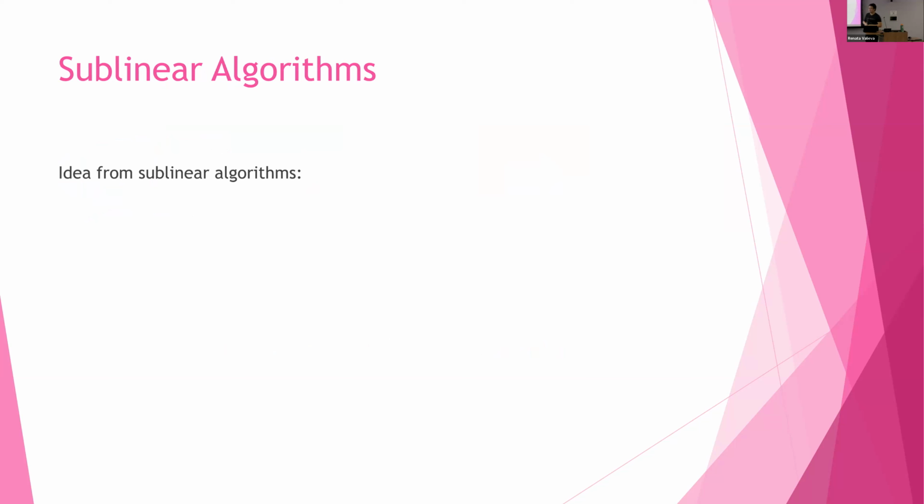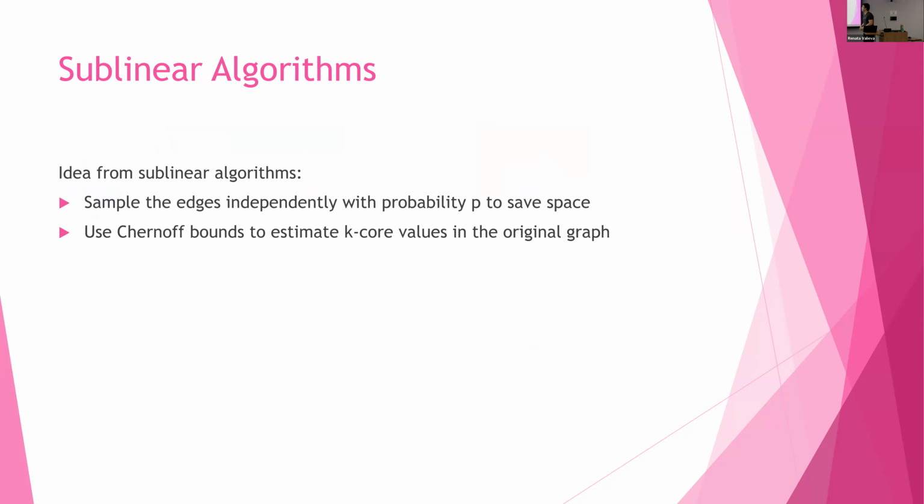So for sublinear algorithms for the k-core problem, there's this very standard pipeline. What they do is they sample edges independently with probability p, so basically we'll be sampling a sparse graph for the k-core problem, and this saves space or runtime. And after that, they use Chernoff bounds to argue that after you sample the edges independently, the k-core values will essentially just decrease by a factor of p. And as a result, if you just multiply by 1 over p, then you can get a good estimate of the k-core values in the original graph.